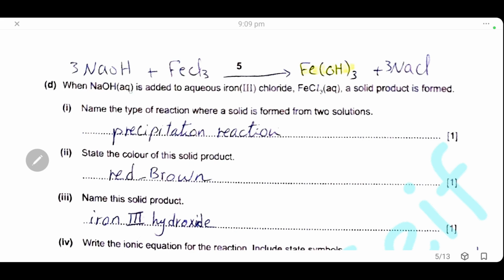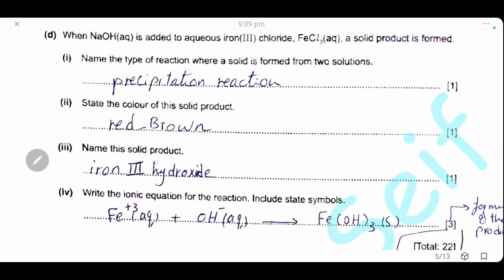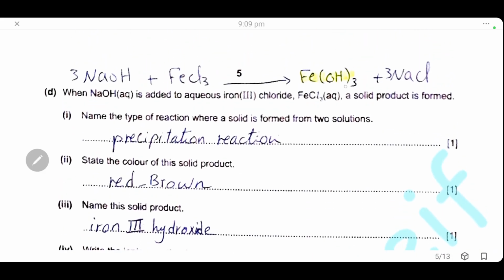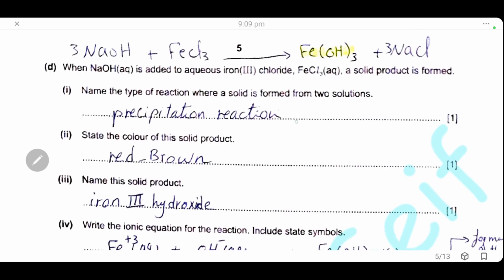Here, I already wrote the equation. Sodium hydroxide with iron 3 chloride. The product formed is iron 3 hydroxide, which is a red-brown precipitate. Name this solid product. The name of the product is iron 3 hydroxide. Write the name, not the formula. So we will write iron 3 hydroxide.